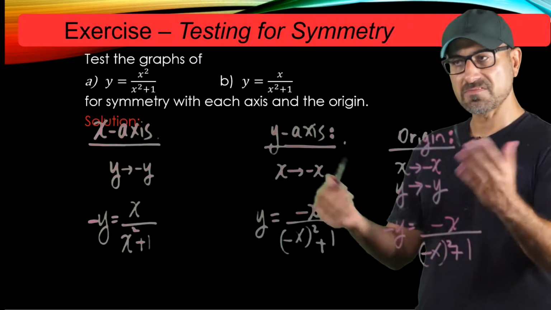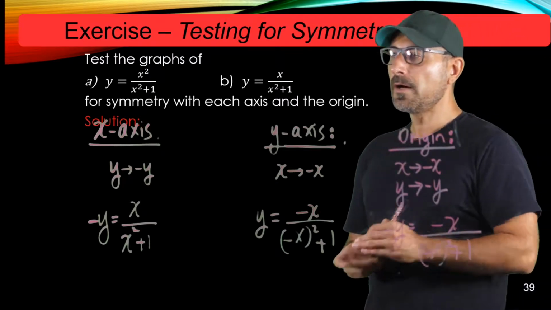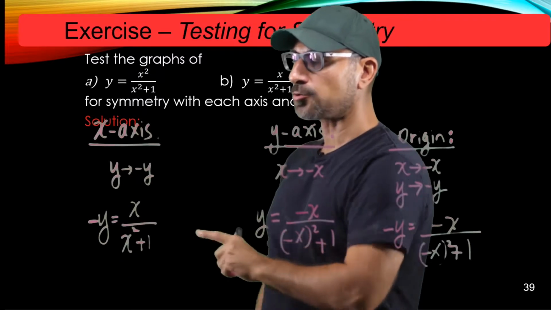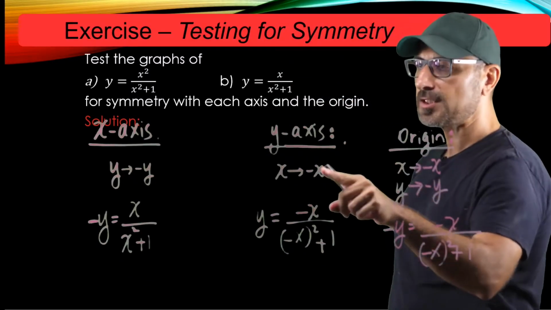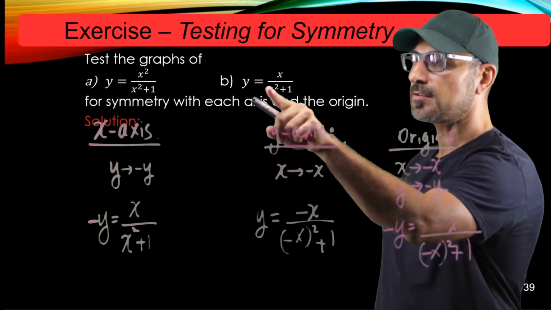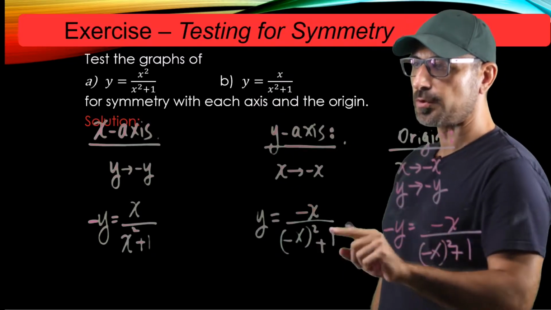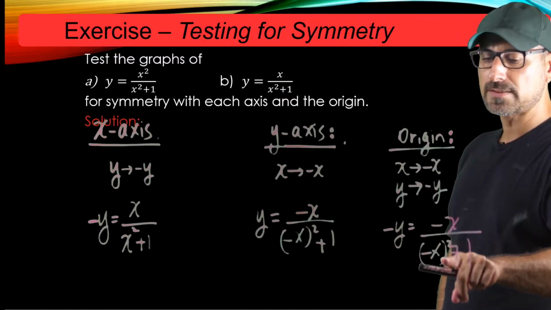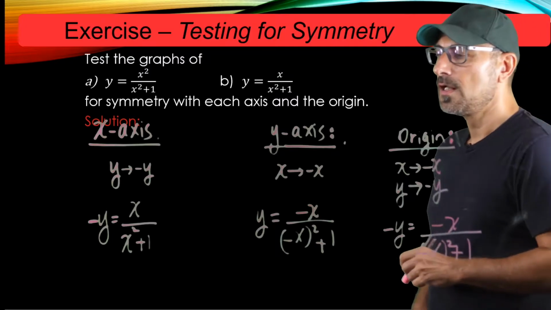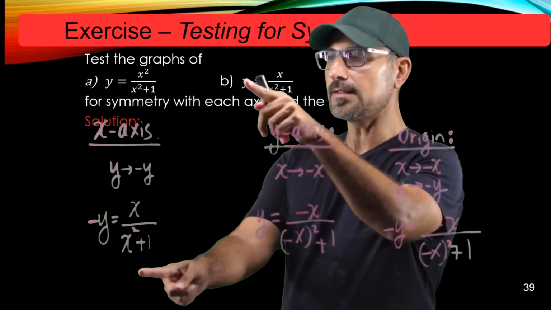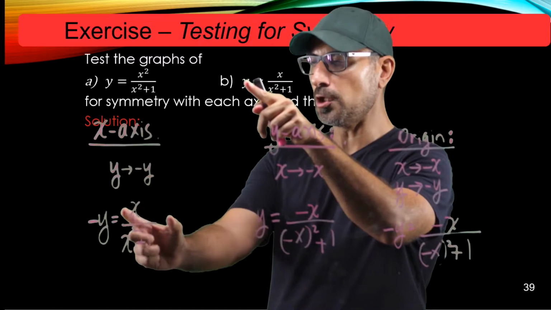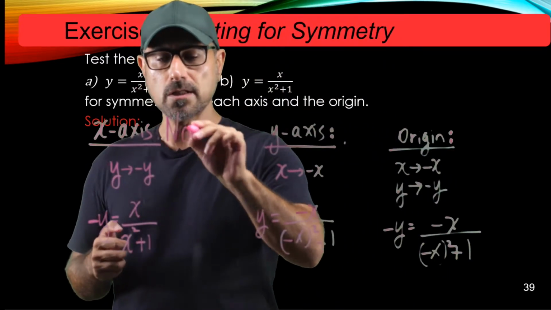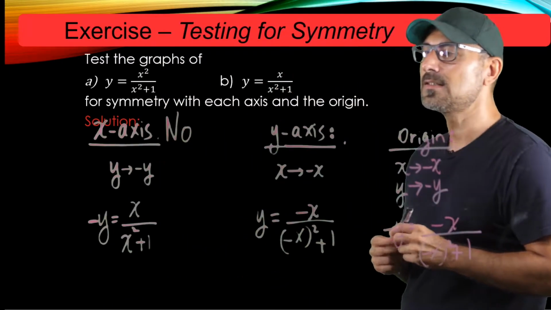For part B, we follow the same strategy. In the first case, we replace y by negative y: minus y equals x over x squared plus 1. For the y-axis symmetry, we replace x by negative x here: minus x divided by minus x squared plus 1. And finally, both x and y are replaced, so minus y equals minus x over minus x squared plus 1. As you see, this form is not exactly the same as this form because even though the right-hand sides are the same, the left-hand sides are different. So we immediately conclude that there is no symmetry about x-axis.